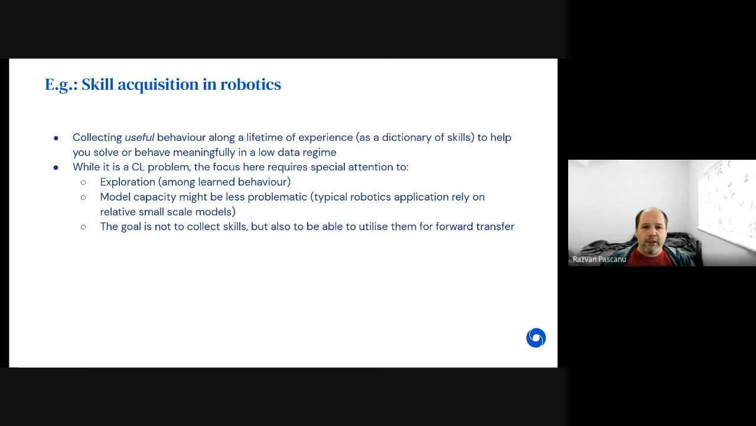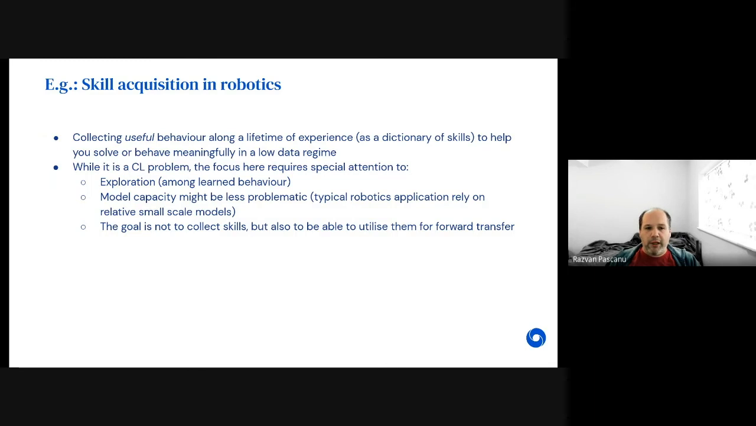This can also be seen as a continual learning problem where we want a robotic system to collect behaviors as it interacts with the world and to be able to meaningfully use them in the future to learn faster or to perform well. But again, it might require a different focus from other ways of thinking about continual learning. In the data efficiency perspective, for example, we'd be worried about how the learning happens at the update rule level. And we would think about a monolithic system. Here, we might not approach the problem in the same way.